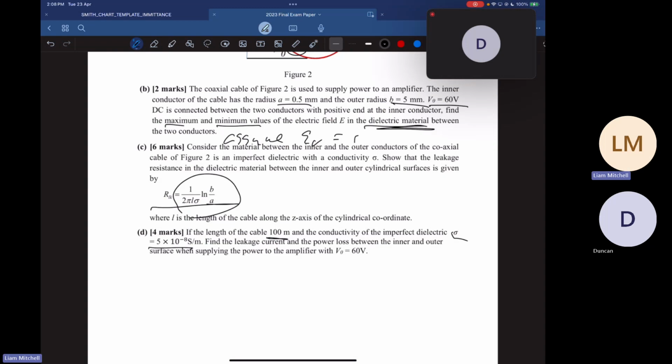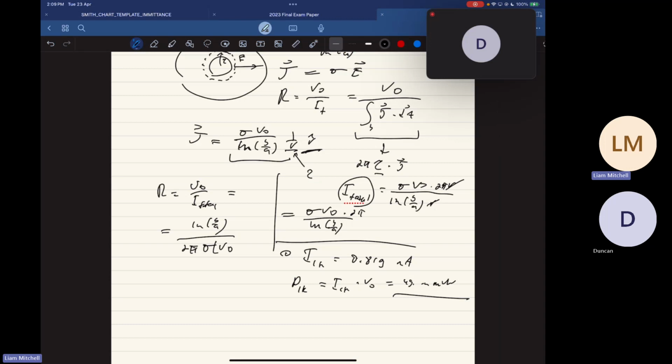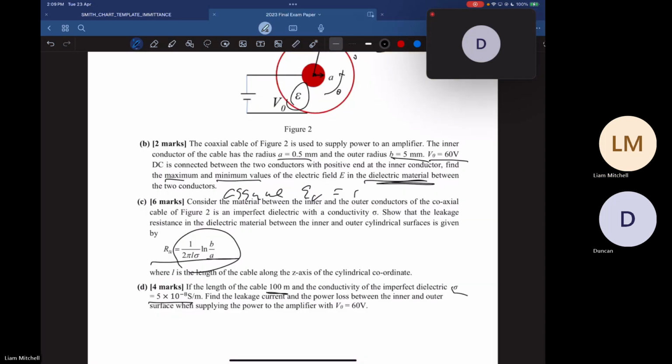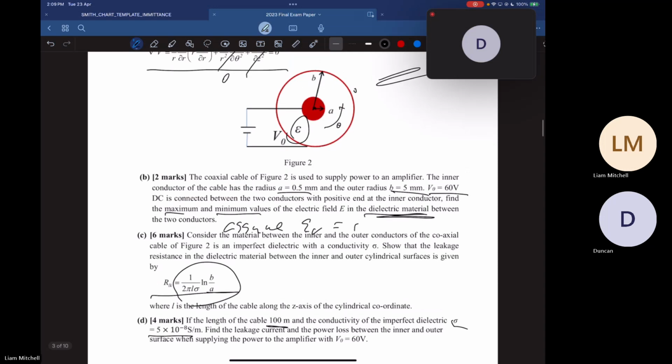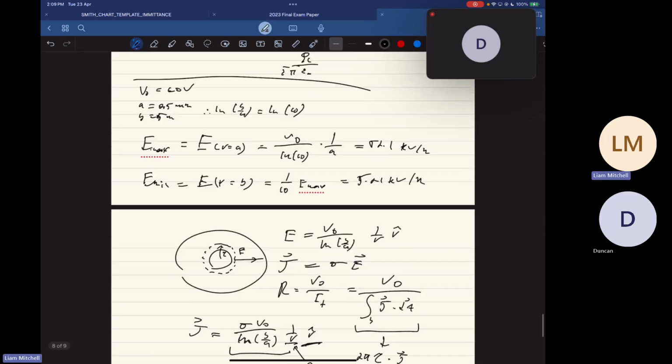Should we go to the next part? I think yeah, we're on time. Do you have any questions, anyone? Actually, I'm curious about something from the previous question, about finding the electric field. Which one? It should be b on a. It should be.